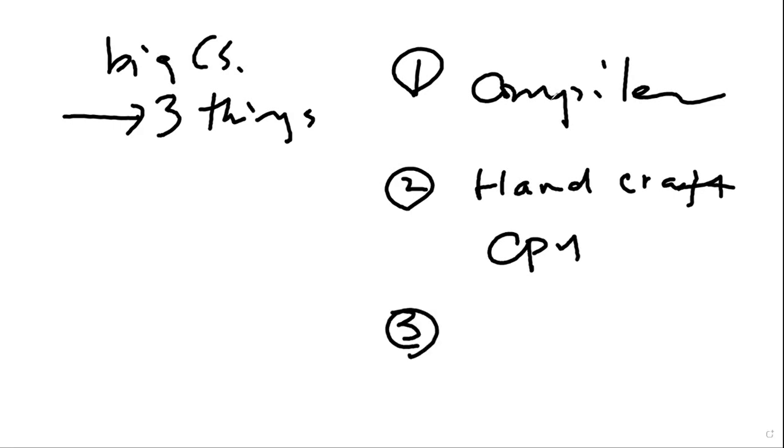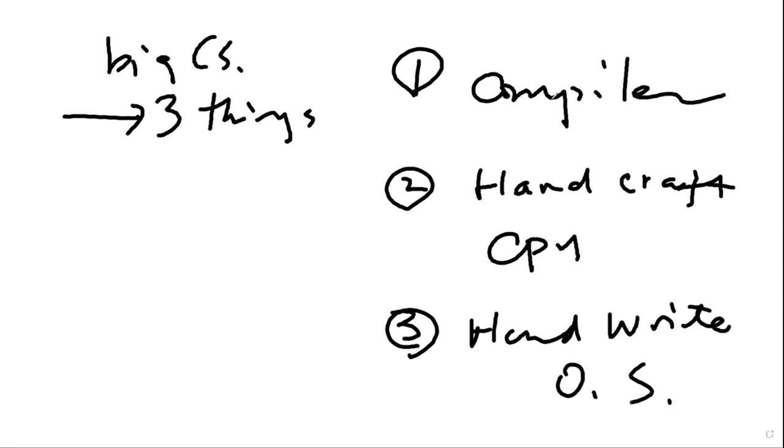Third one, you can handwrite a brand new OS. If you can do one of these in your lifetime, you should be able to start any company at any time. Believe me, you should have the power to do that. If you can do any one of these, you will have the power to become a startup company key engineer.